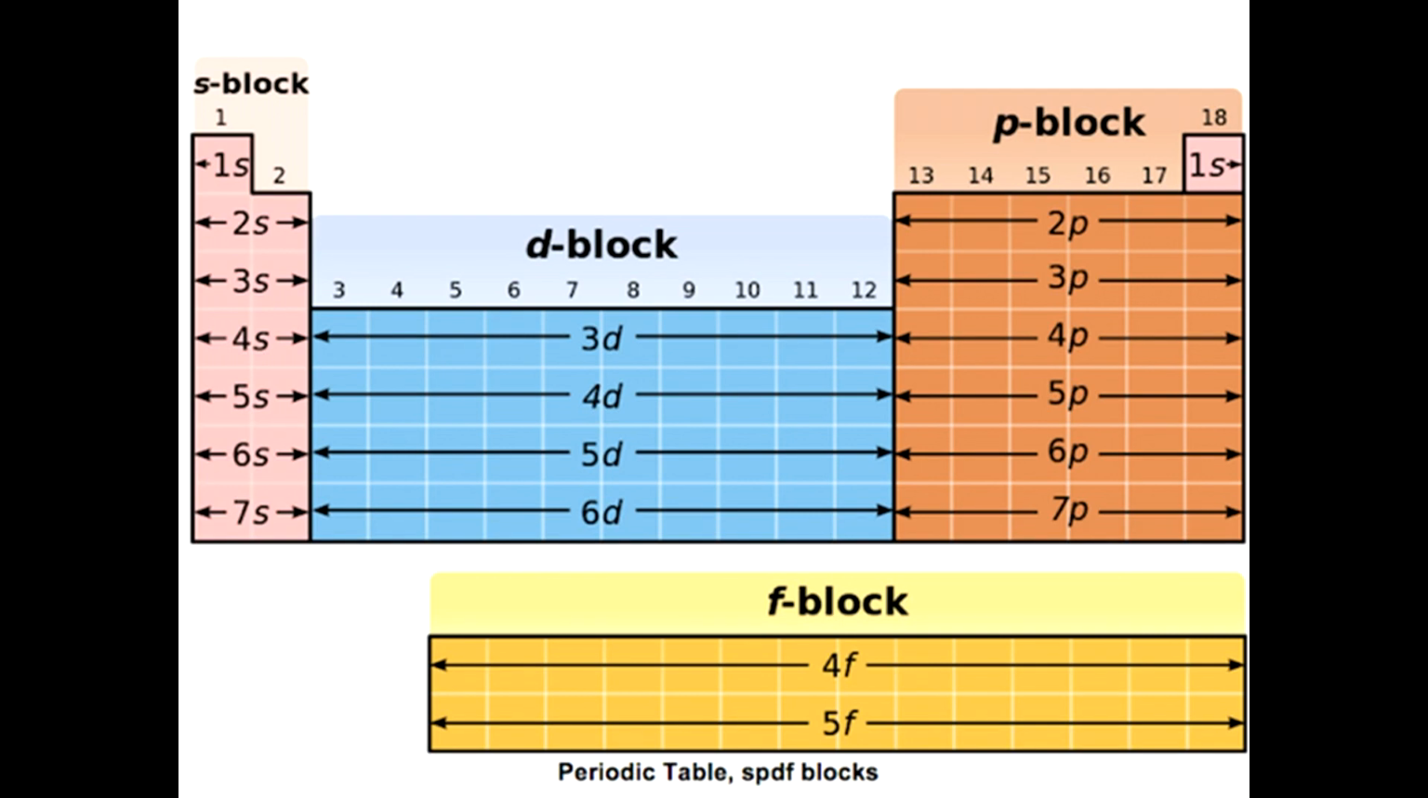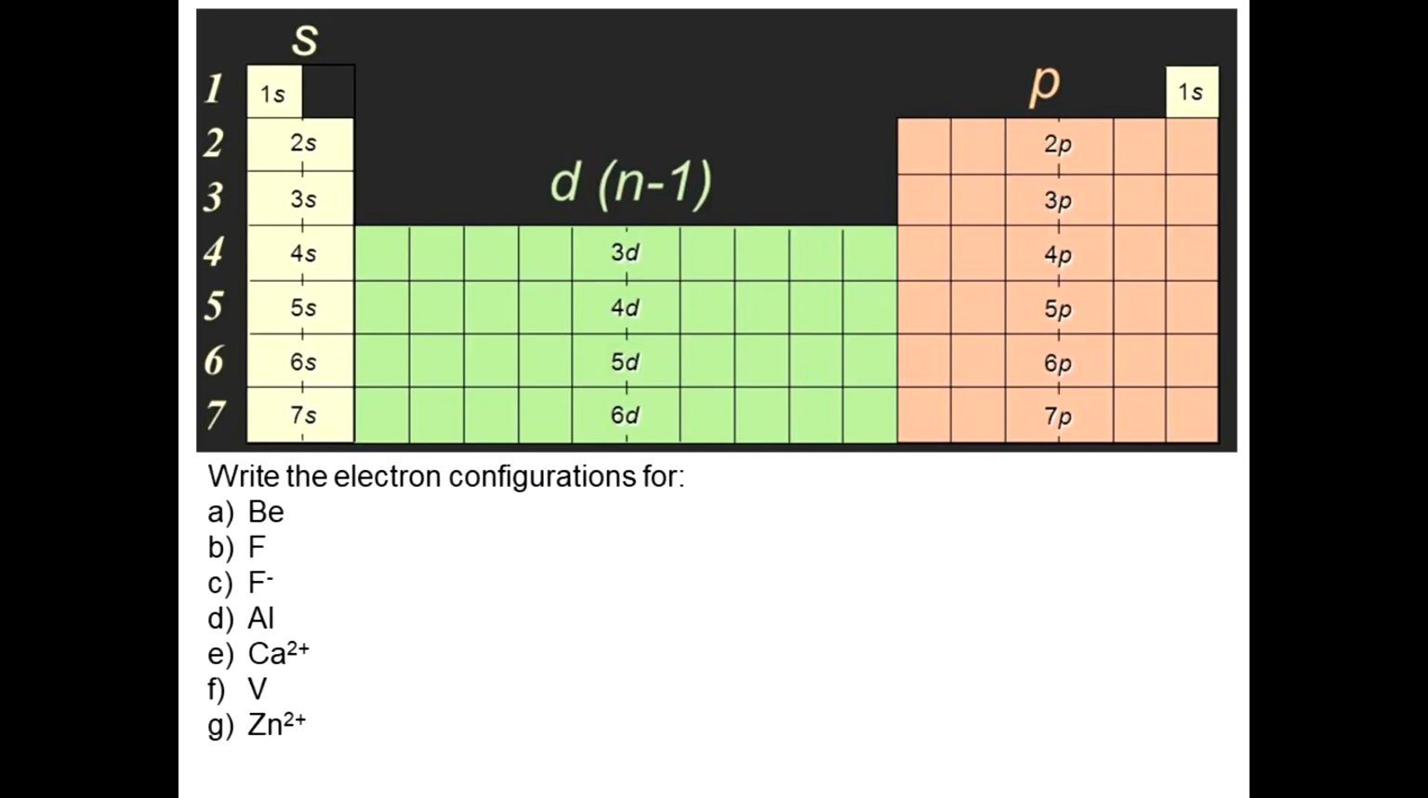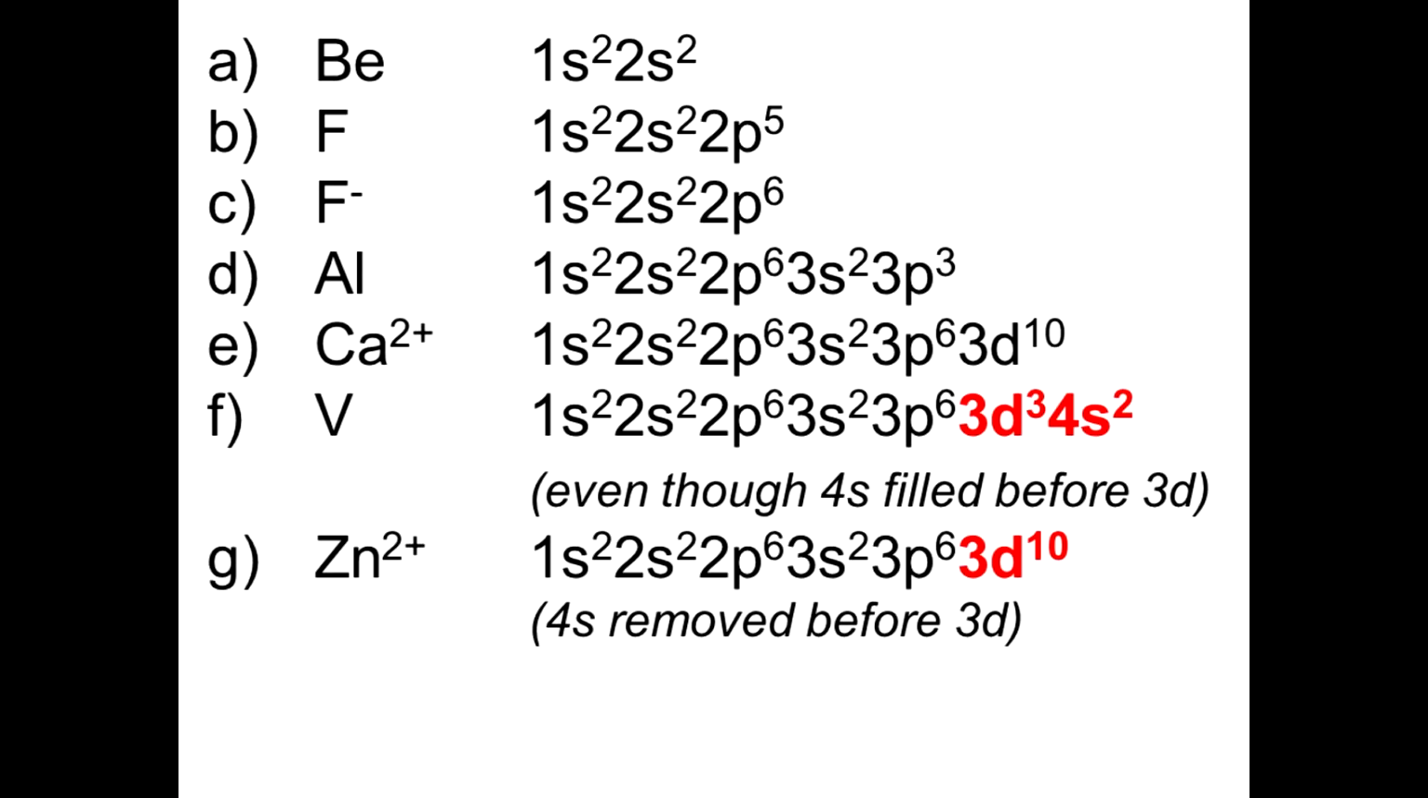Right then, you lot. You've done this before. Write out the electronic configuration of these. The first one is 1s2, 2s2. Now, no peeking. Pause the video. The answers. Now, don't forget, 4s gets filled up before 3d, but they then get removed before the 3d when forming ions. Our focus is on period 3 only.